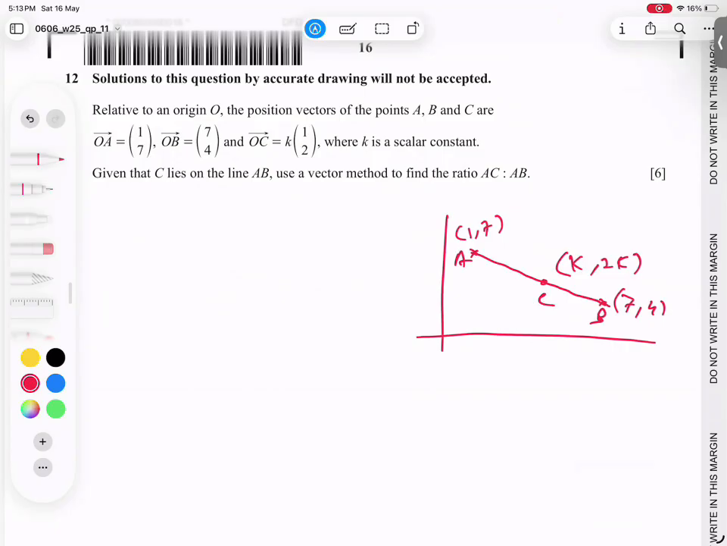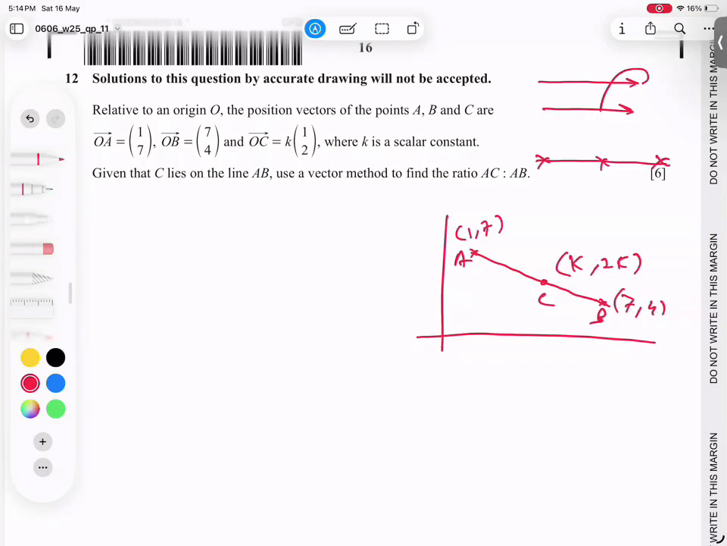C lies on AB, and use the vector method to find the ratio of AC and CB. So how can we use the vector method and find the ratios? Let's start a plan for this one. Two possibilities, students, we have: either the lines are parallel to each other or collinear.